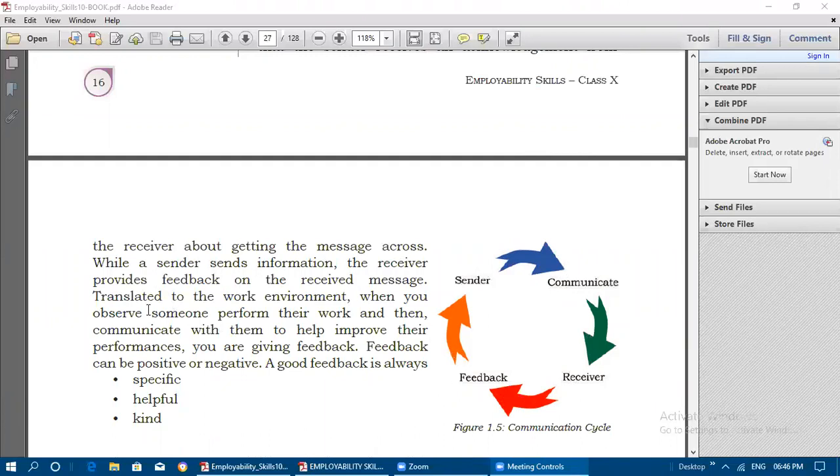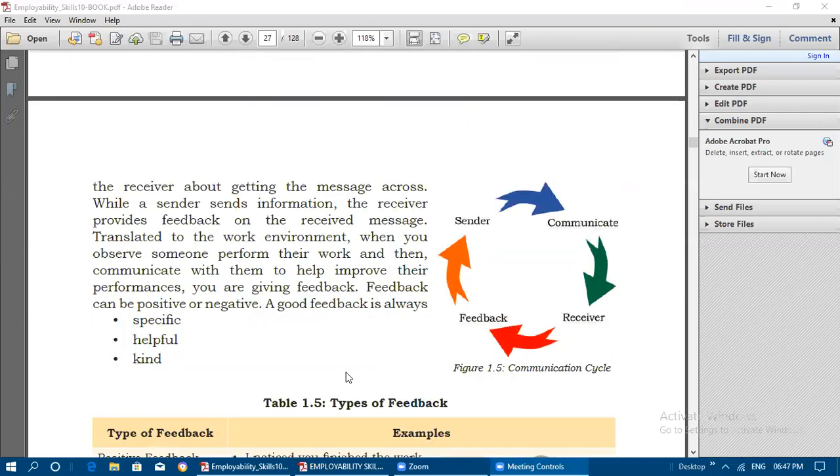Translated to the work environment, when you observe someone perform their work and then communicate with them to help improve their performance, you are giving feedback. In the work environment, if they want to improve or enhance their performance, you will give some kind of information. That is known as feedback. Feedback can be positive or negative. A good feedback is always a specific one, and it will be a helpful one, and a kind one.